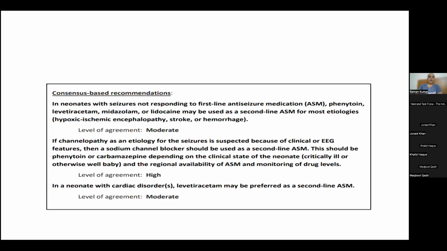So the consensus statement was that in neonates with seizures not responding to first-line anti-seizure medication, phenytoin, levetiracetam, midazolam, or lidocaine may be used as second line. All 4 of them, irrespective of the cause. But if channelopathy is suspected, a sodium channel blocker should be used as a second line.